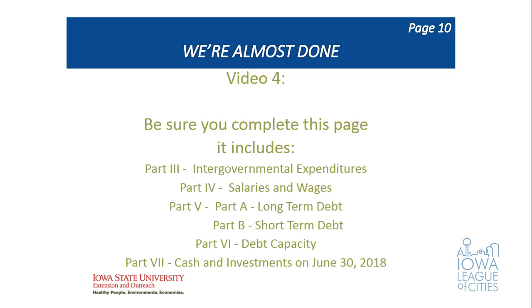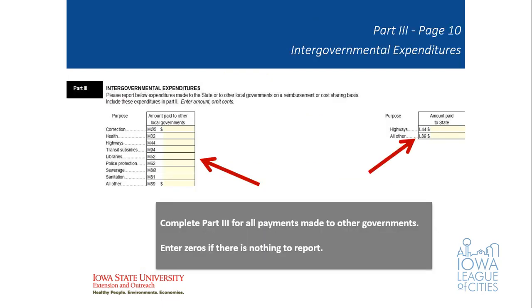This page has some really odd things that we need to put into it, but please be sure to include this page because it includes the intergovernmental expenditures, salaries and wages, long-term and short-term debt, calculation of your debt capacity, and then the last part is going to be the cash and investments for June 30, and it's totaled in a little different way.